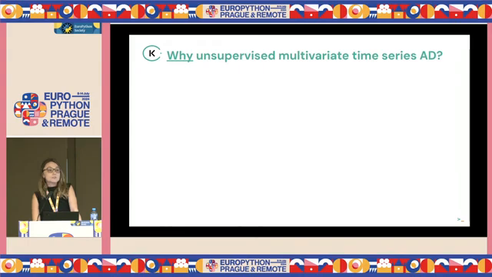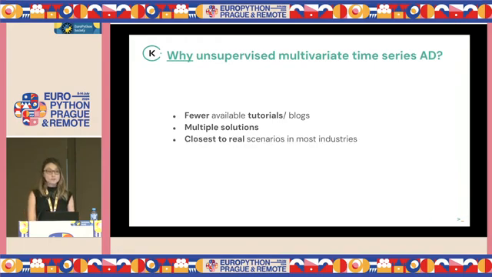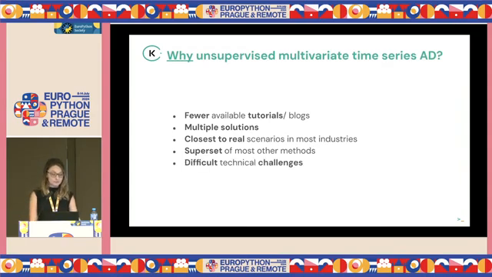Why did I choose this particular subscope? Because it's the one that contains the fewest available tutorials or blogs. It can be addressed through a variety of ways. It's the one that is closest to what you will experience in the industry, most likely in fraud detection or predictive maintenance. It's highly versatile and generalizable. If you have an unsupervised solution, you can always leverage it in combination with the other semi-supervised and supervised settings. And it's also the one that brings the most difficult technical challenges.